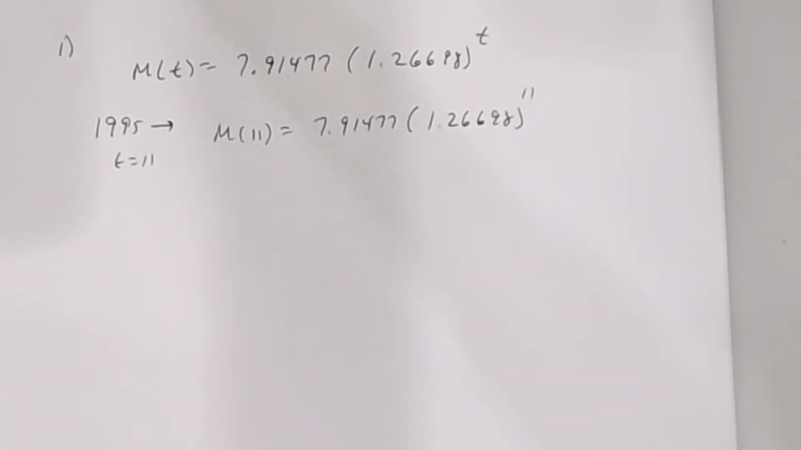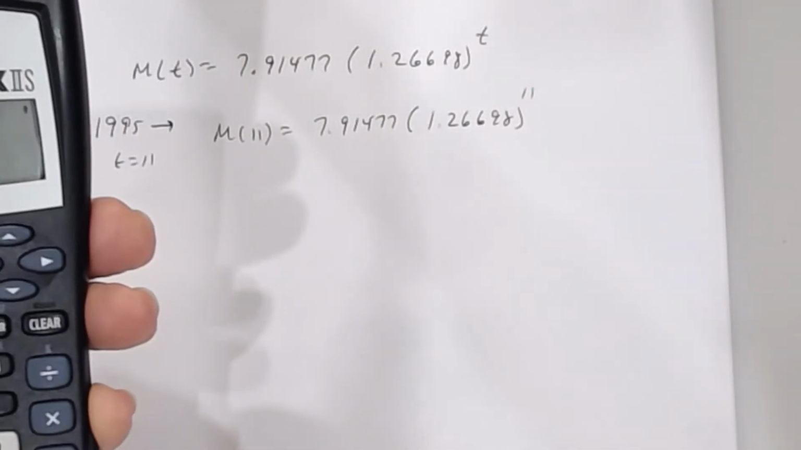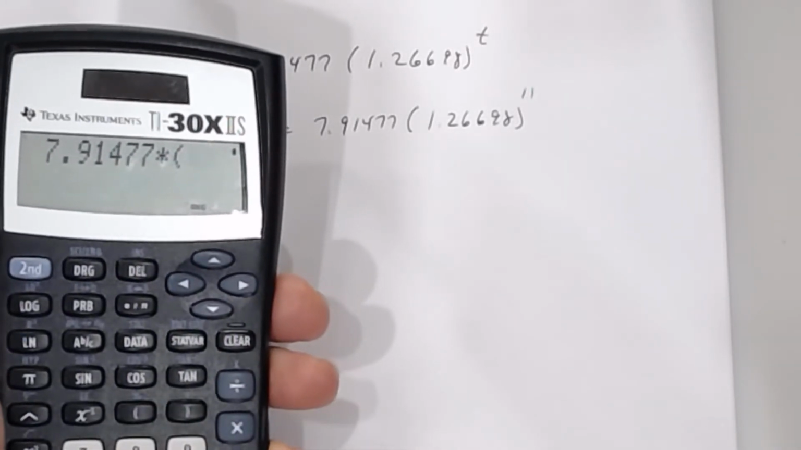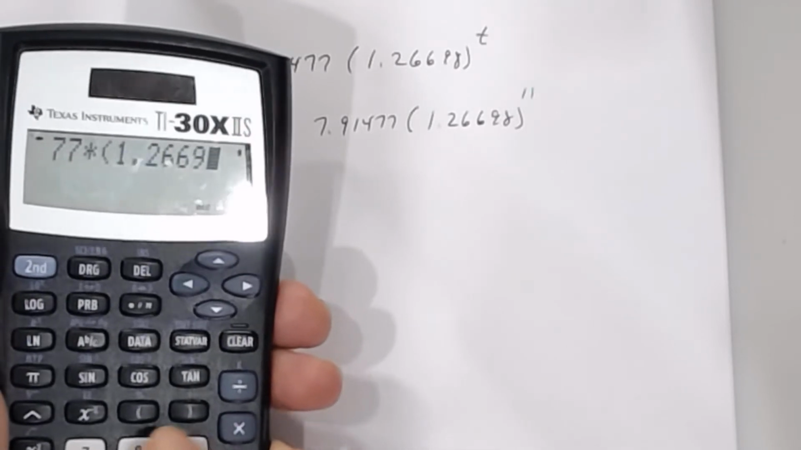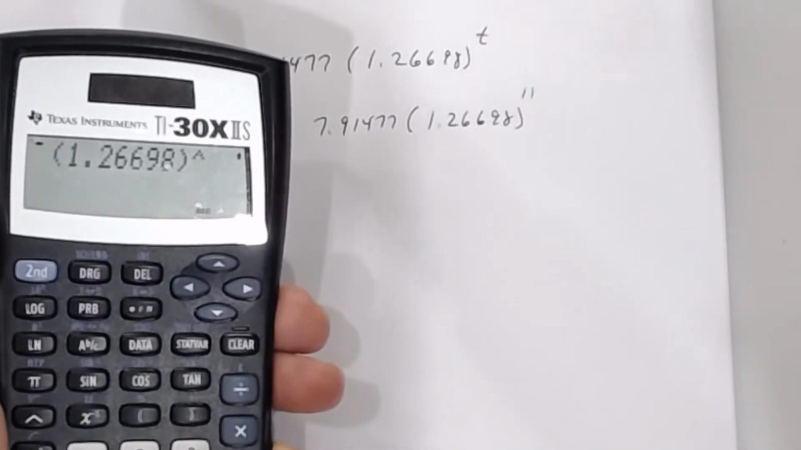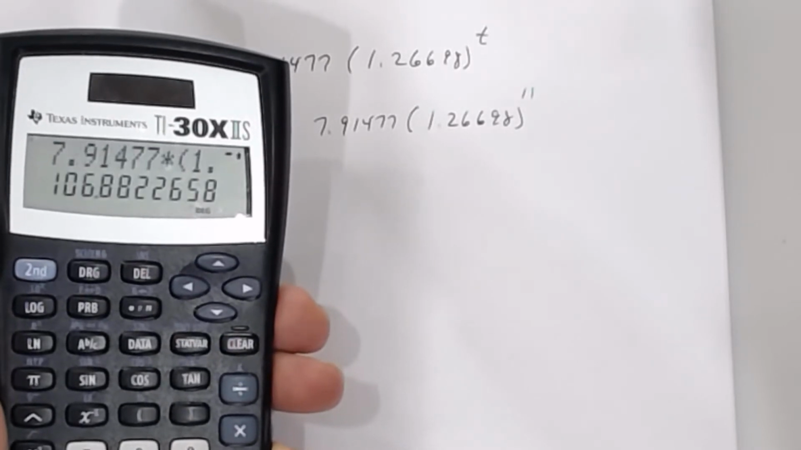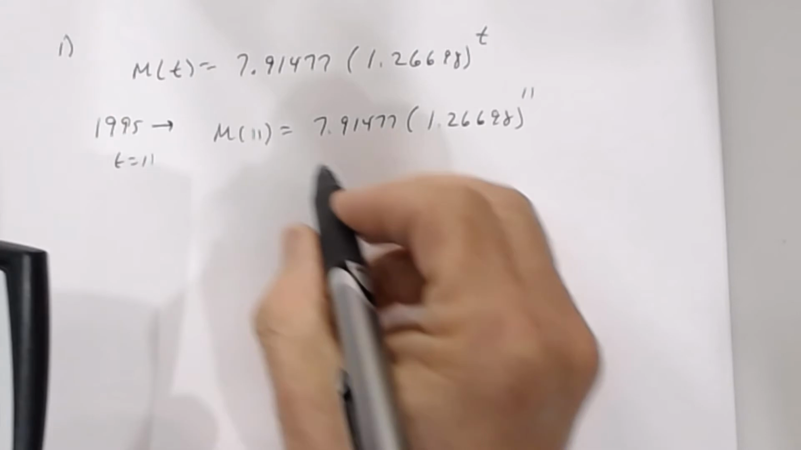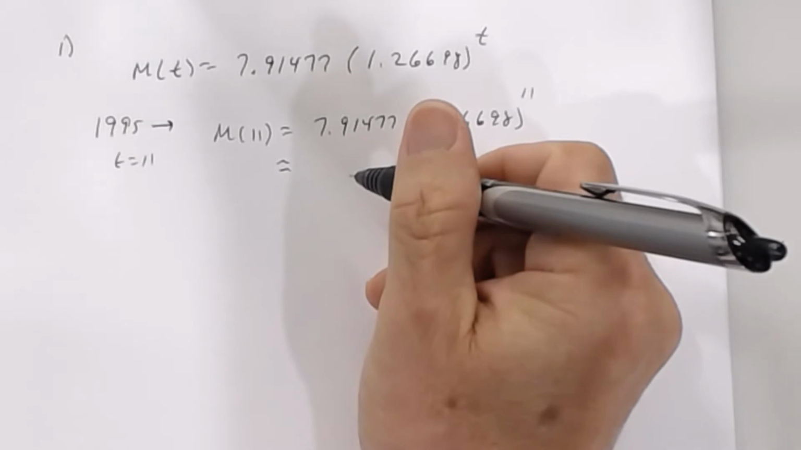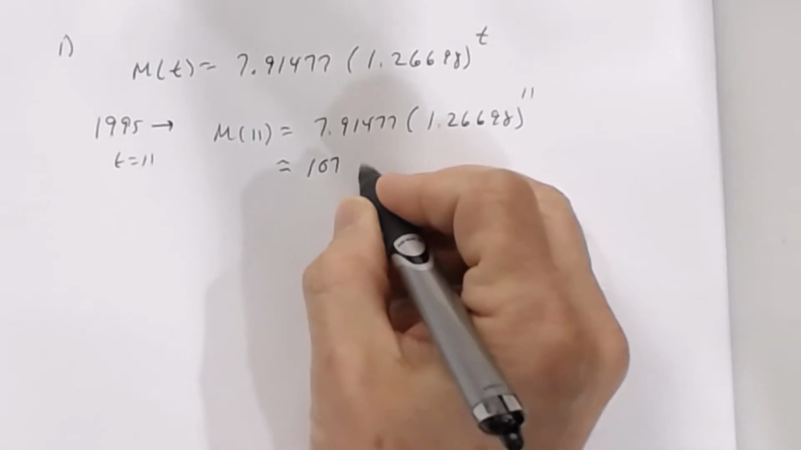All right, so use your calculator. So in your calculator, you're going to say 7.91477 times, in parentheses, 1.26698, close the parentheses, and raise to what power? Do I need to put that 11 in parentheses? No, because it's just a whole number. It's just one real number. And so I get, now remember it says to the nearest 1 megahertz. So round off to the nearest whole number. So that's about 107 megahertz.